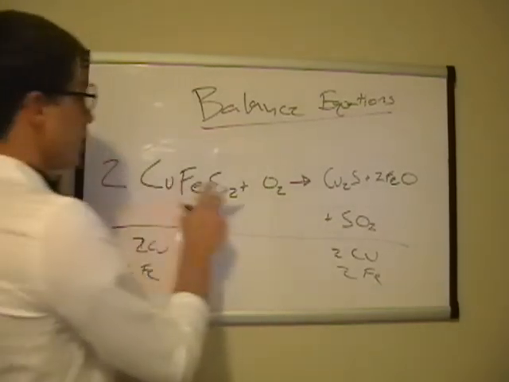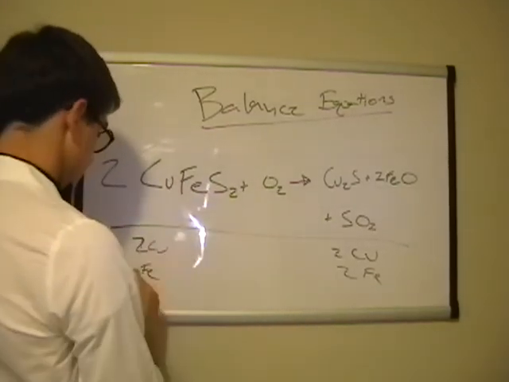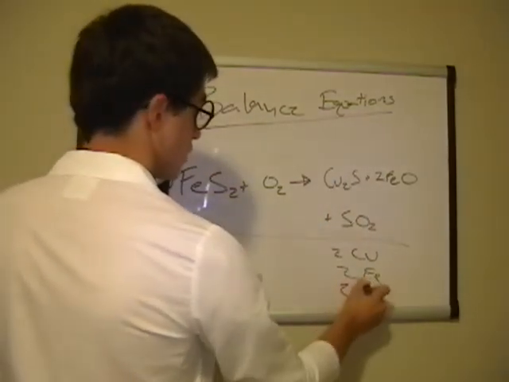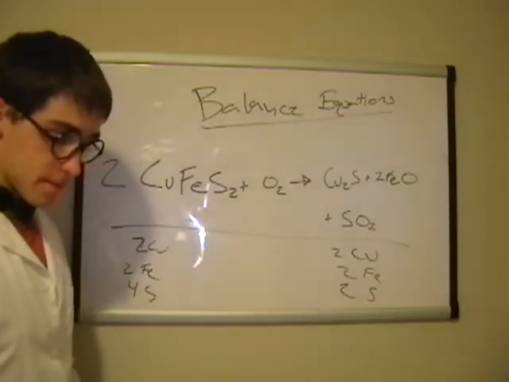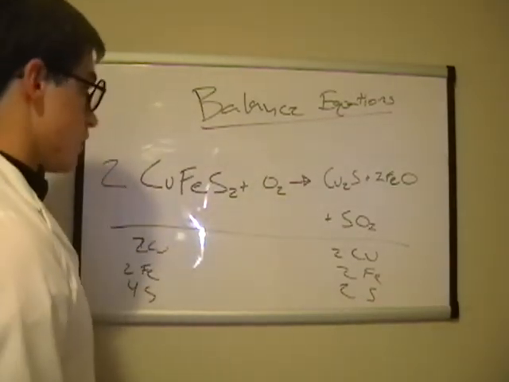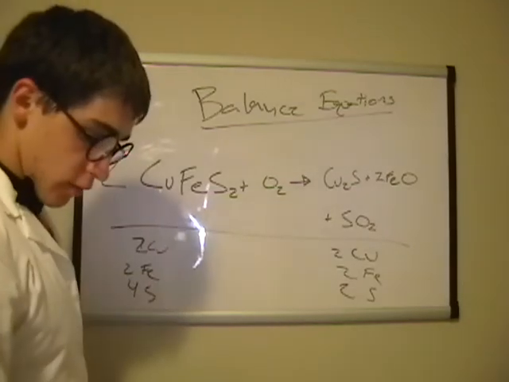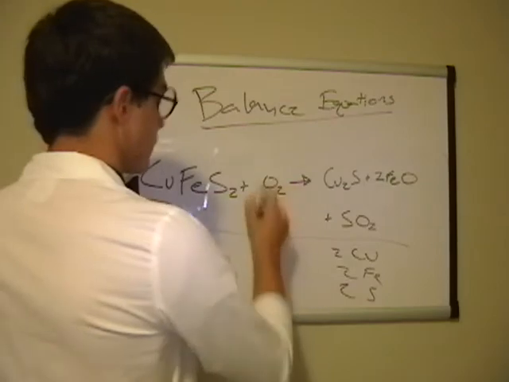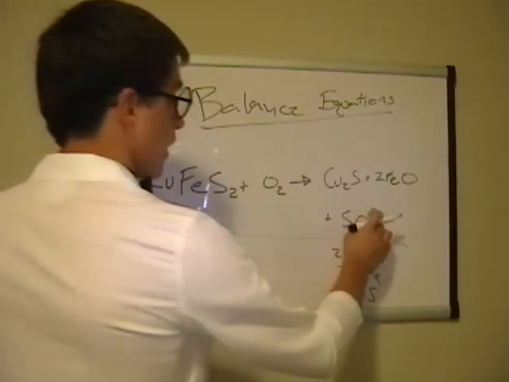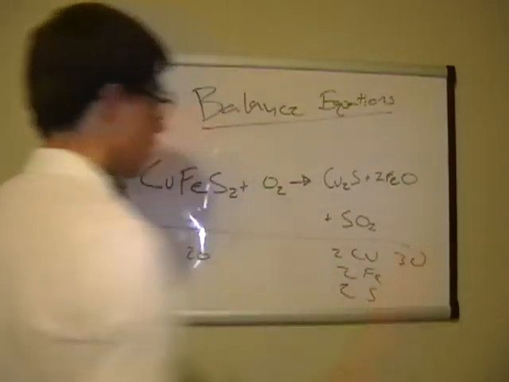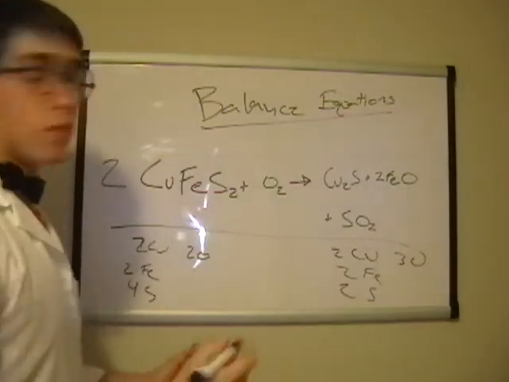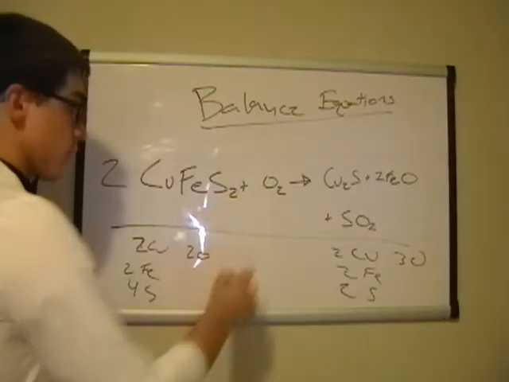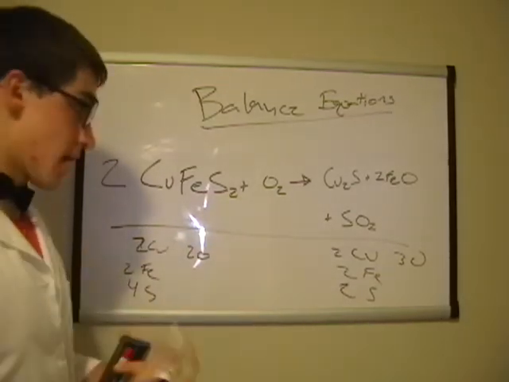So right now we know we have 4 sulfurs on this side, and we have 1, 2 sulfurs on that side. So let's leave that alone for right now, and we'll move on to the oxygens. So we have 2 oxygens on this side, and we have 3 on this side. So these are obviously not equal. So what we're going to have to do is look at everything all together when we look at both the sulfur and the oxygen, because we have to balance those things at the same time.